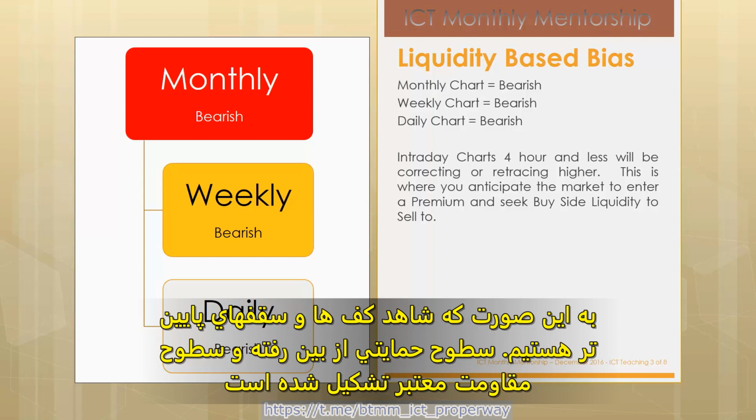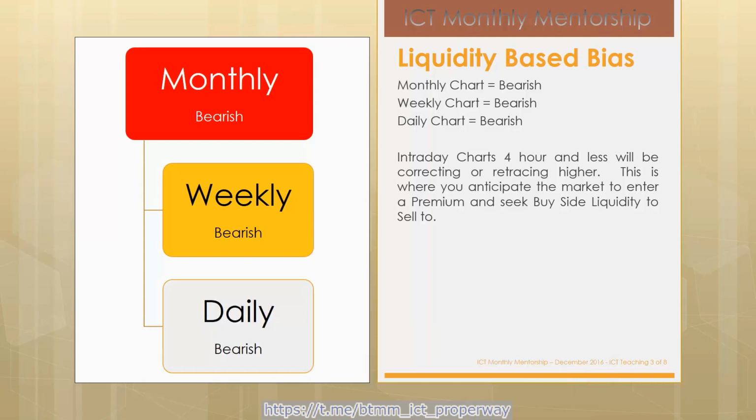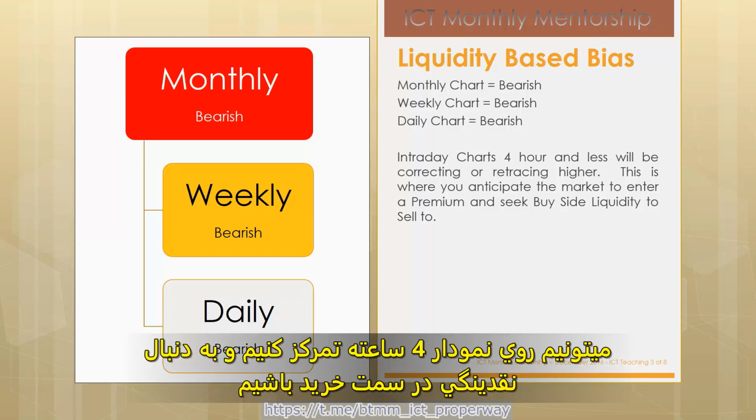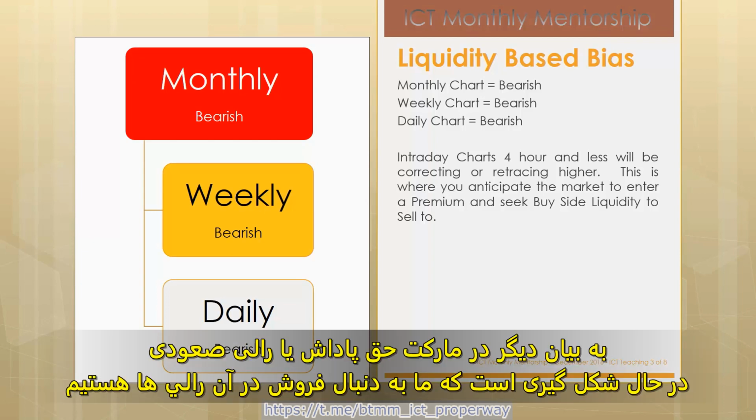It's been making lower lows and lower highs. Support levels are giving way. Resistance levels are being formed and being respected. When you see those evidences in price along the lines of the monthly, weekly, and daily, we can zero in on the 4 hour and start looking for liquidity on the buy side. In other words, there's going to be a premium built into the marketplace, or a rally. You're going to be looking to sell rallies.